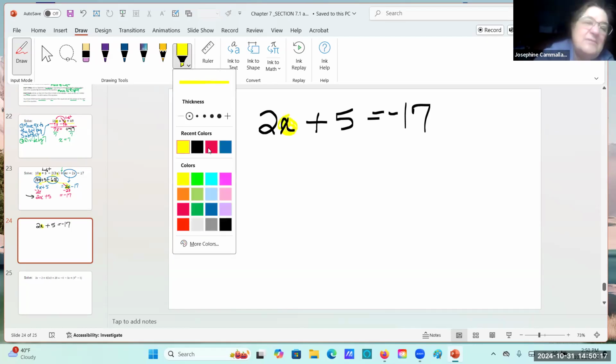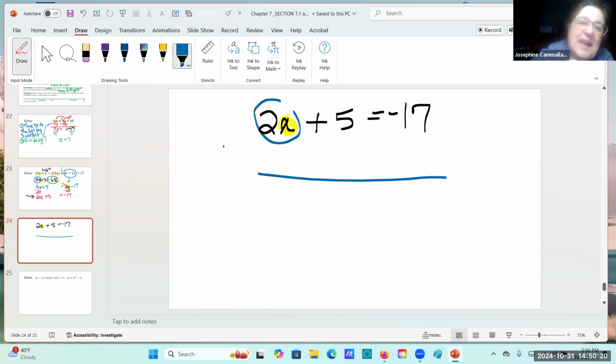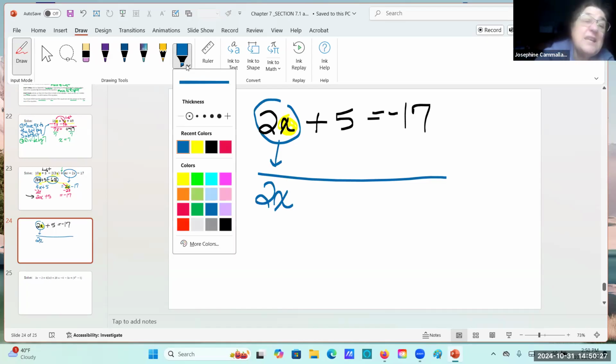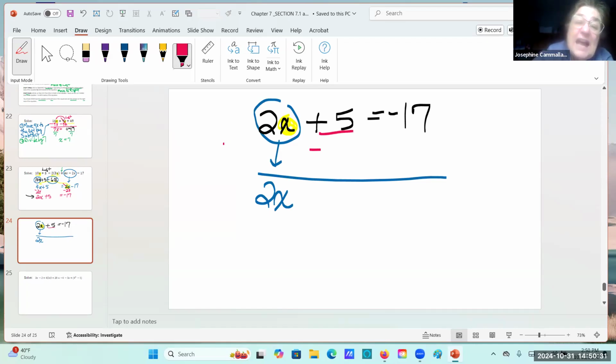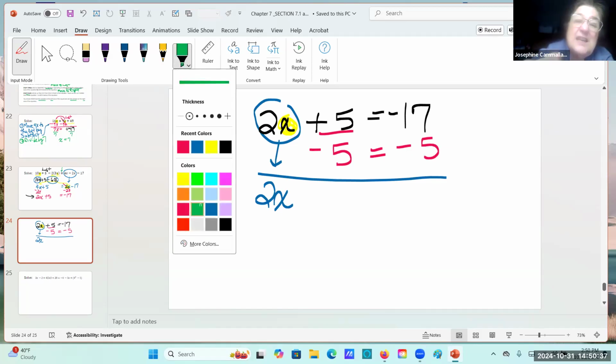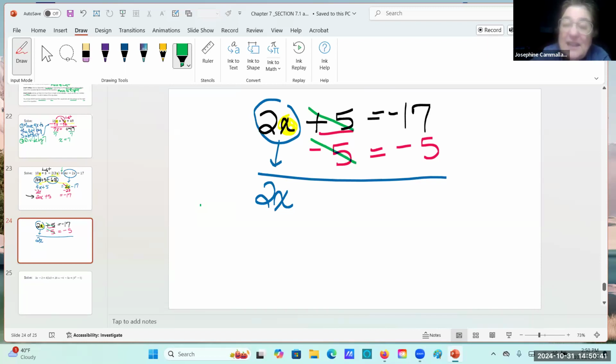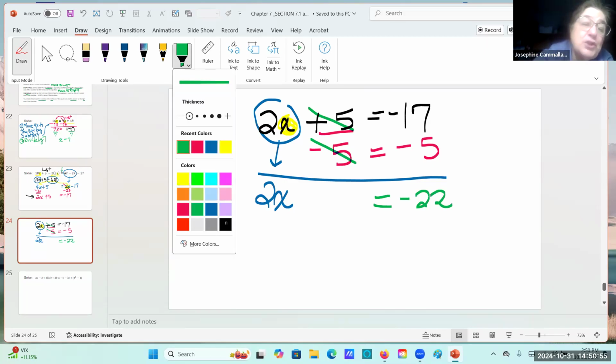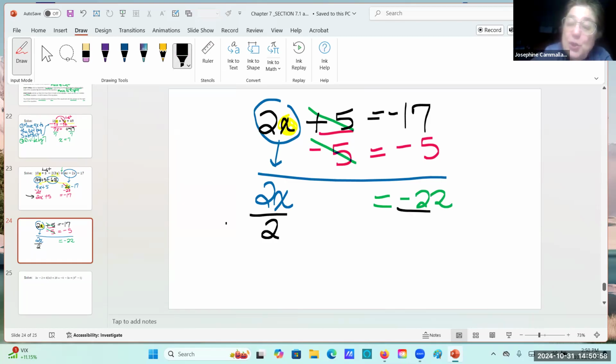Here's my x. This entire term is coming down below the bar. But this 5, I am subtracting 5 from both sides. This positive and negative is going to cancel. That's a 0. I don't write 0 behind 2x. But over here, I have negative 22. I am going to divide by 2. And x is equal to negative 11.